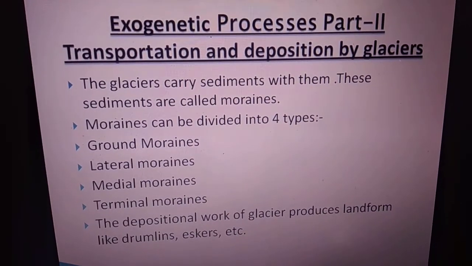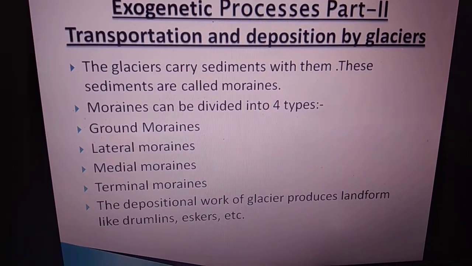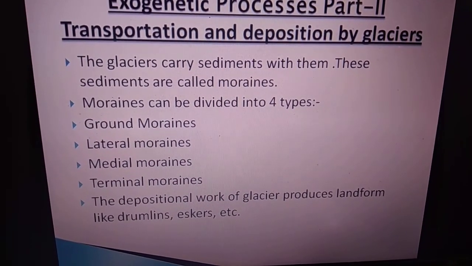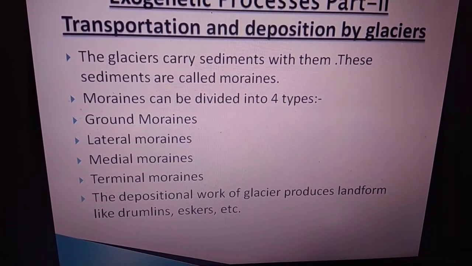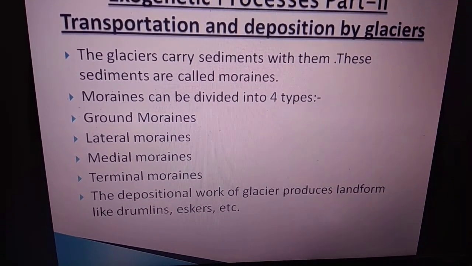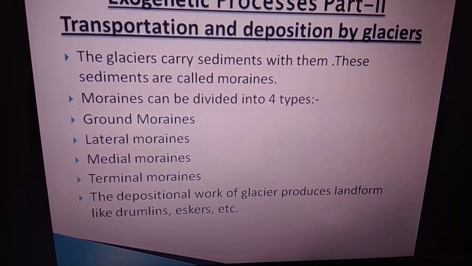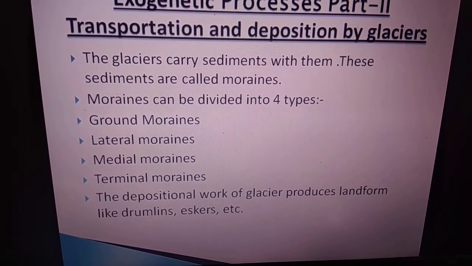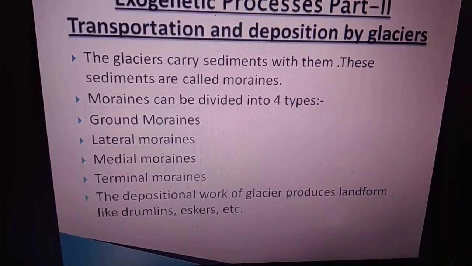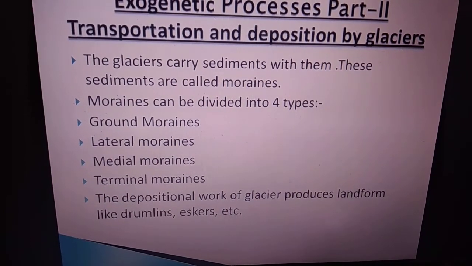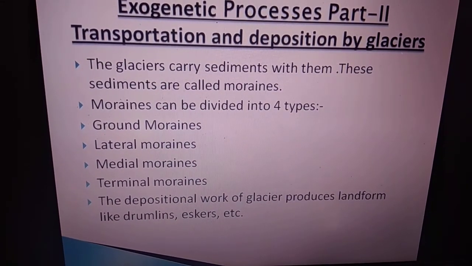Now our next topic is transportation and deposition by glacier. The first point: the glacier carries sediment with it. This sediment is called moraines. Second point: the moraines can be divided into four types: ground moraines, lateral moraines, medial moraines, terminal moraines. The deposition work of a glacier produces landforms like drumlins, eskers, etc.